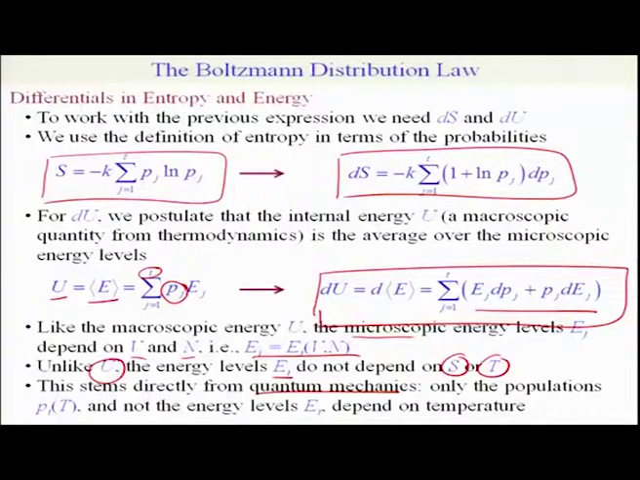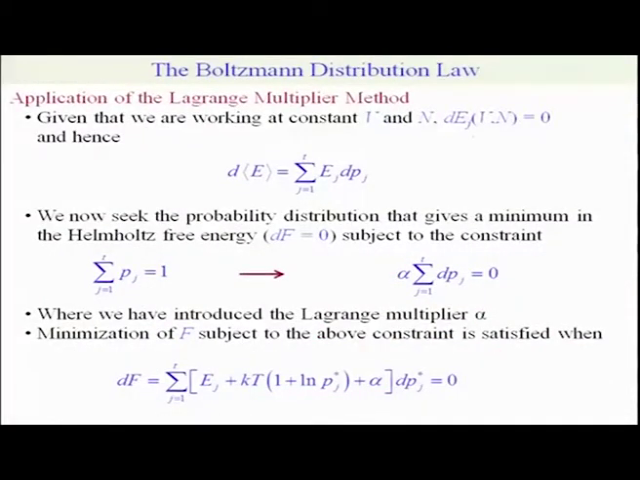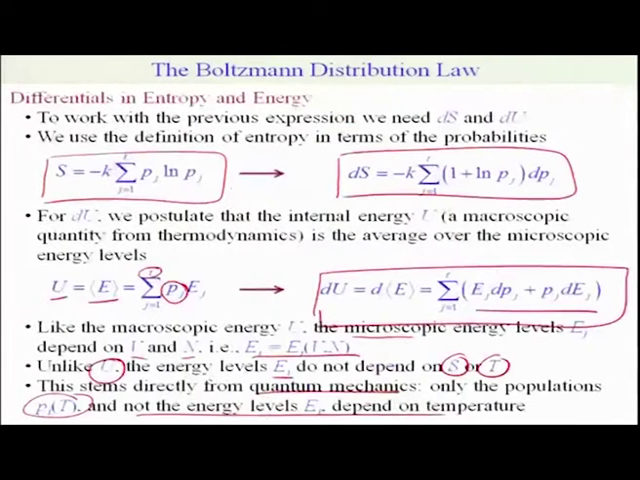It says that for a given system you have fixed energy levels, and what varies with temperature is basically the population of these energy levels, not the energy levels themselves. So, the energy levels do not depend on the temperature, but the population of the energy levels does. With this we can simply say that at constant V, N, this term is going to be 0. In other words, the differential of the average energy is simply the sum of E_j dP_j, so this other part goes to 0.